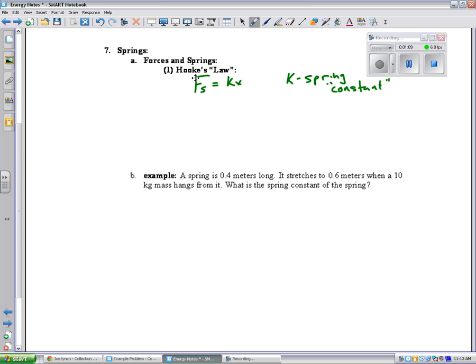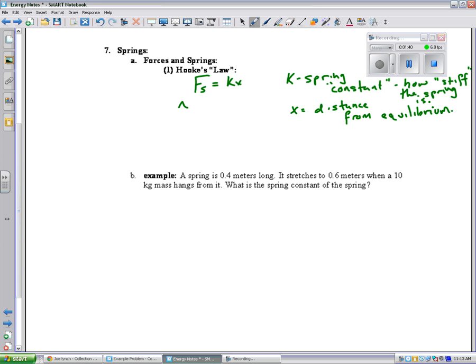And this is a measure of how stiff the spring is. Okay, a stronger spring is going to have a larger spring constant. X is the distance from equilibrium that the spring is stretched or compressed. It's not the length of the spring, so don't make that mistake.